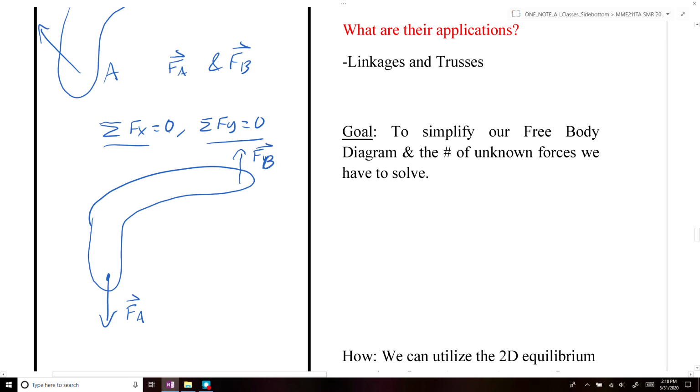Based off of the sum of the forces in x and the sum of the forces in y, we can say that the magnitude of force A must be equal to the magnitude of force B, and they must be going in opposite directions. They'd be 180 degrees apart.